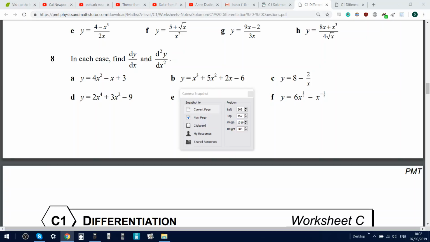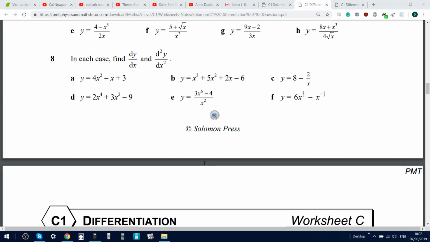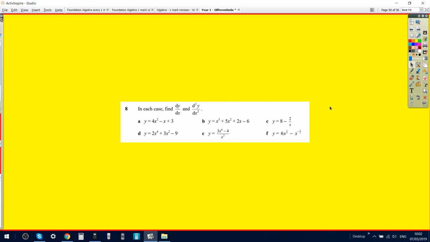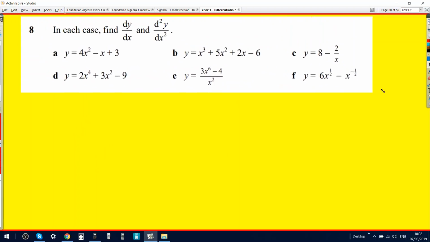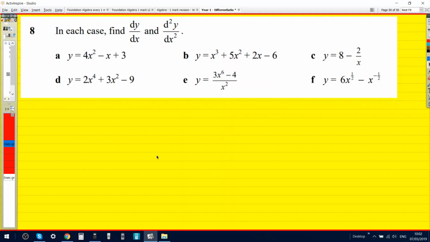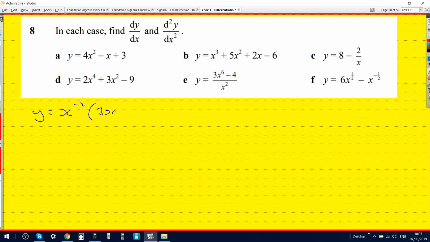Let's actually do 1. Okay, part A. Part B or E, sorry. E. Yeah. So is it x to the minus 2? Mm-hmm. And then brackets 3x to the 6 minus 4. Mm-hmm. And then we'll expand them to get 3x to the 4 minus 4x to the minus 2.